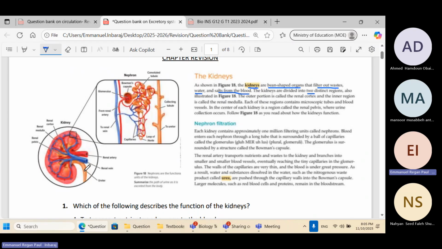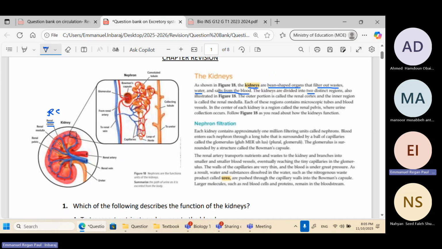And let's look at the parts of the kidney. Okay, look at the first part. You can see here the outermost layer of the kidney, this one. The outermost layer of the kidney is called the renal cortex. So this is number one. Here you can write it as RC, renal cortex. This is the outermost layer.